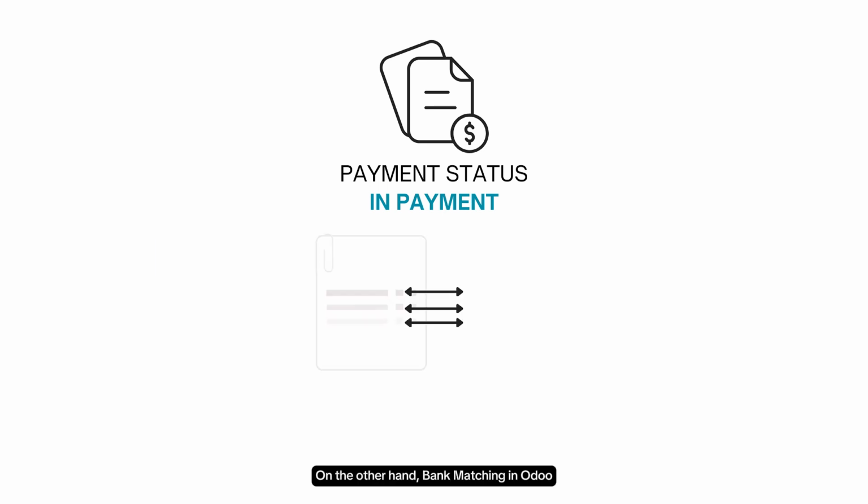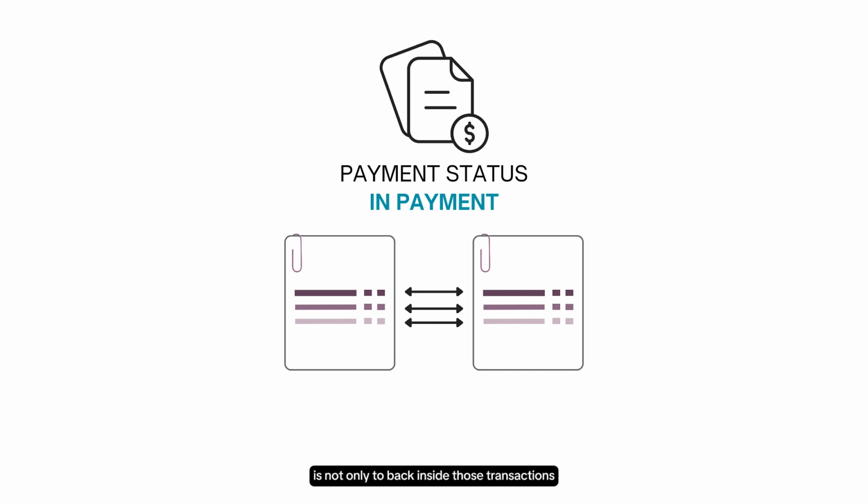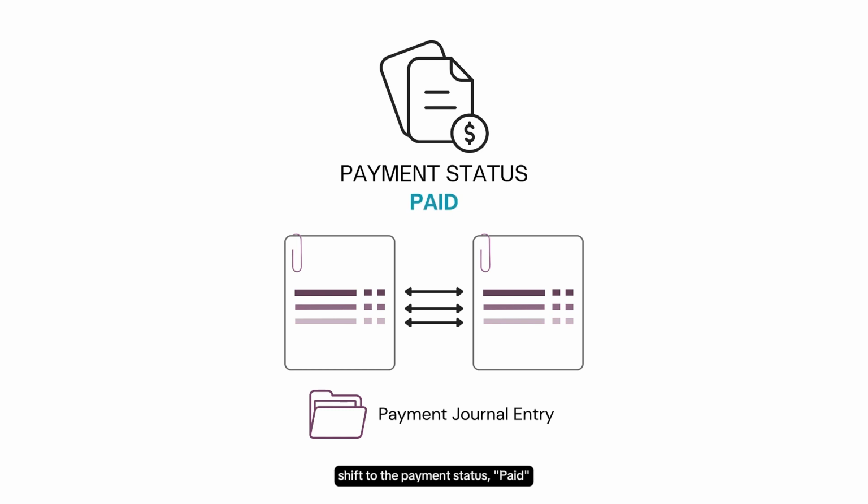On the other hand, bank matching in Odoo is not only to link those transactions with an existing counterpart in the accounting, but it also creates the full payment journal entry. In that case, those transactions are related to invoices or the related payments, and that means that the invoices will finally shift to the payment status paid. So let's see how to configure our bank journal now in Odoo.